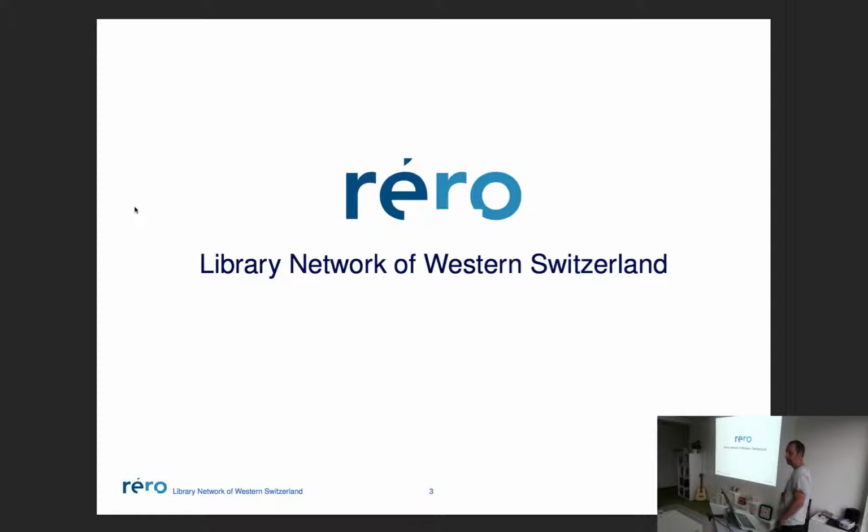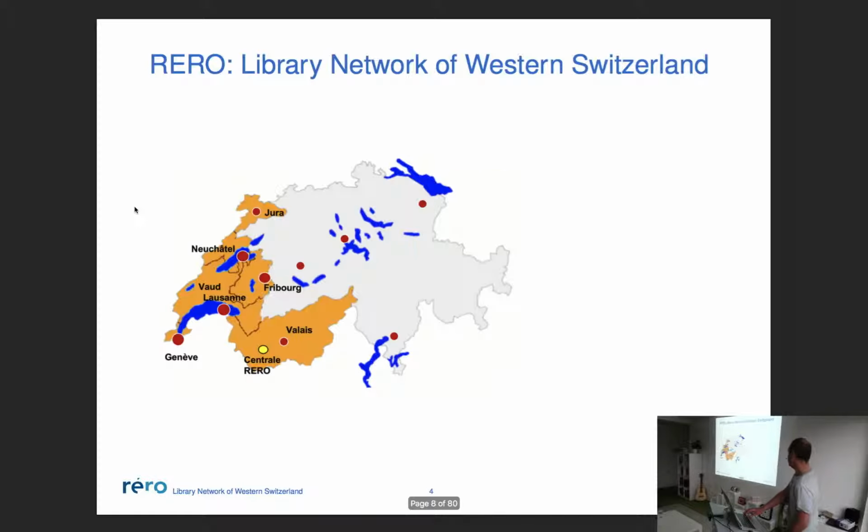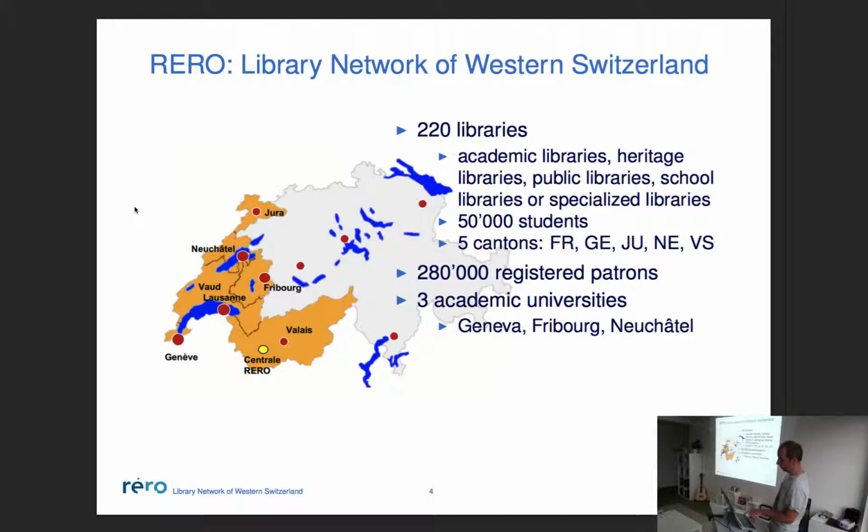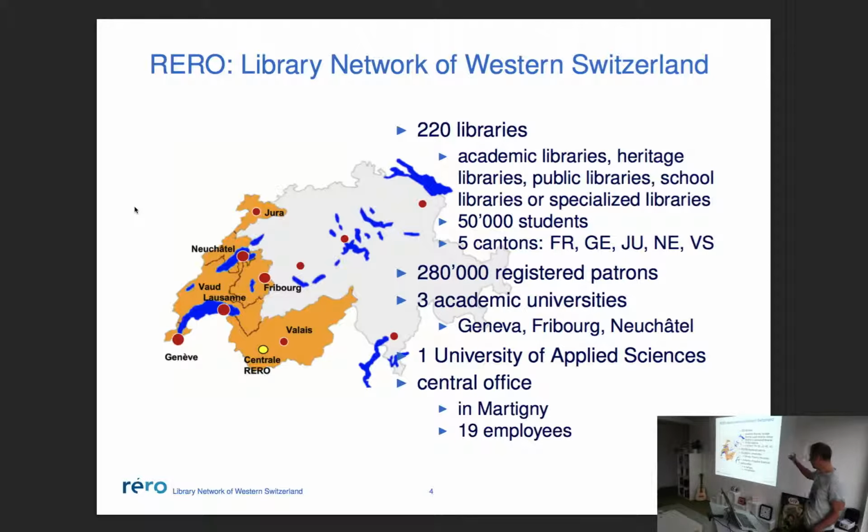Rero is the library network of Western Switzerland. We have several kinds of libraries, especially academic libraries, heritage libraries, public libraries, school libraries, and so on. Plenty of students. We are present in 5 cantons in Switzerland. We have a large number of patrons, readers. We have 3 academic universities, 1 University of Applied Sciences, and for all these, we are 19 people at Martigny that try to create software, to create services for these libraries.